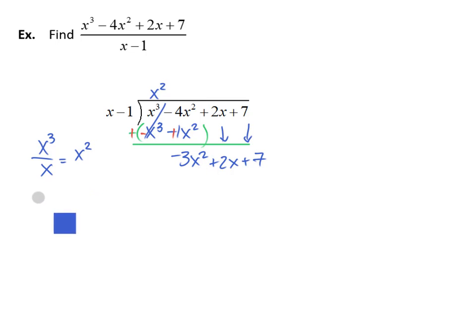Divide these off to the side. Negative 3x squared divided by x. Okay, it gives me negative 3x. Right, we can cancel one x between the top and bottom. So we get negative 3x. Multiply this again by both parts here. Negative 3x times x is negative 3x squared. Line that up. Negative 3x times negative 1 makes positive 3x.